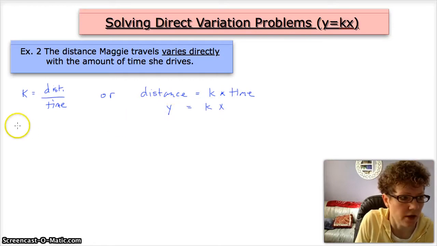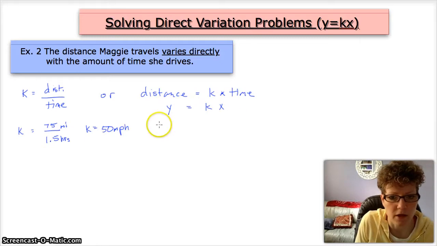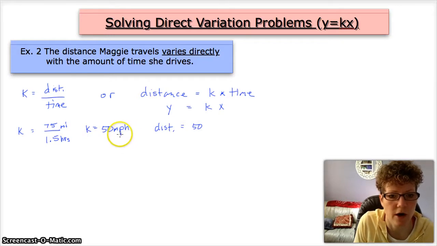Okay, so then she went 75 miles in an hour and a half, 1.5 hours. So k equals 75 divided by 1.5, which is 50. So she's going 50 miles per hour. That's the constant, k. So the first thing you have to do is figure out what the constant proportional ratio is. And so the constant this time is 50. So I know I'm going to multiply 50 times whatever the time is.